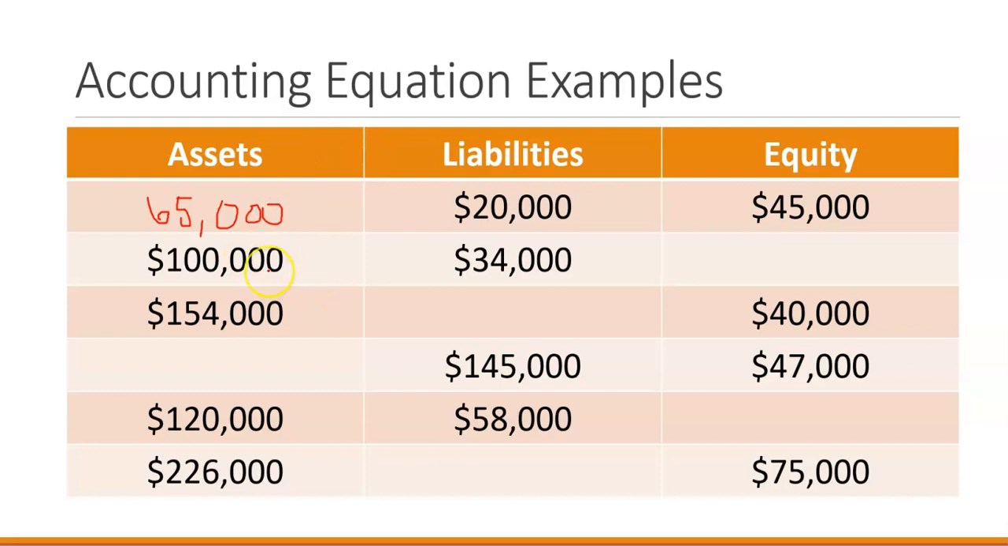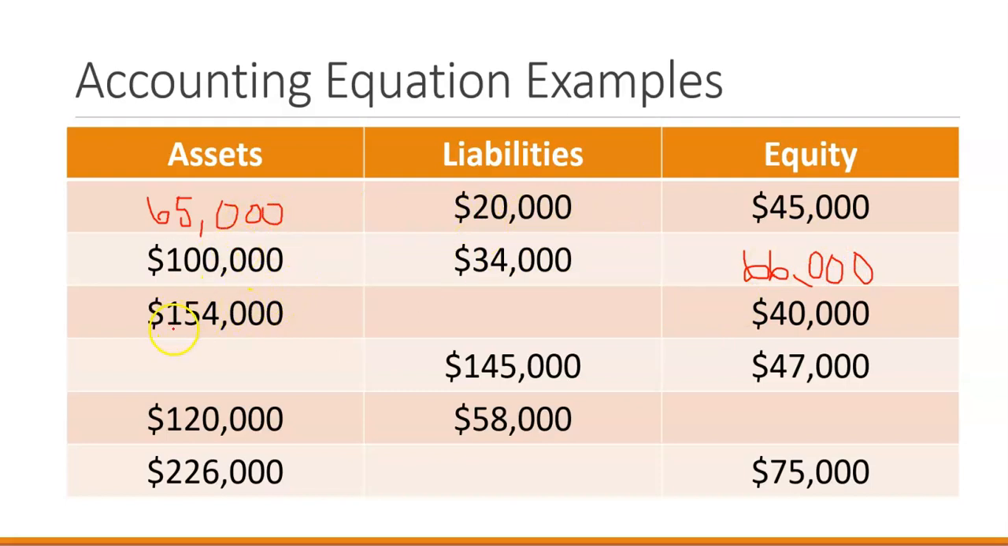So now we have assets equal 100,000, and that equals liabilities plus equity. So we have to subtract the liabilities amount from the asset amount in order to figure out what the equity is and balance our equation. So 66,000 is, so now we have 34,000 plus 64,000 equals 100,000.